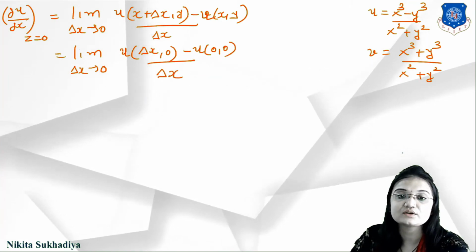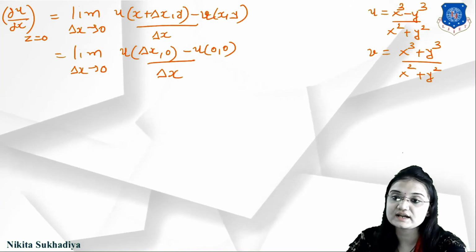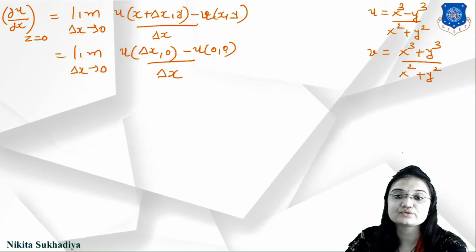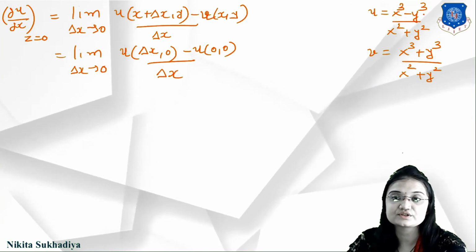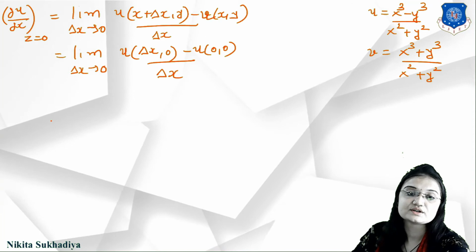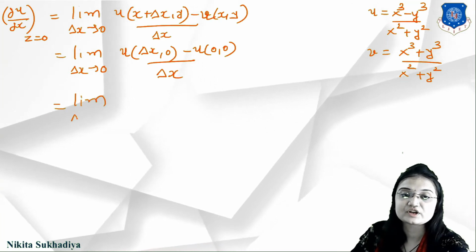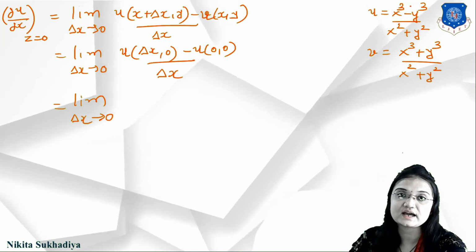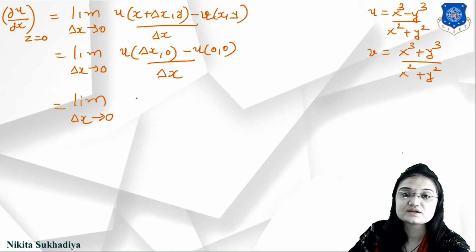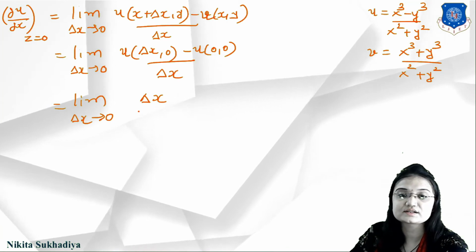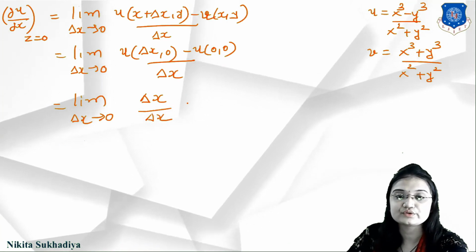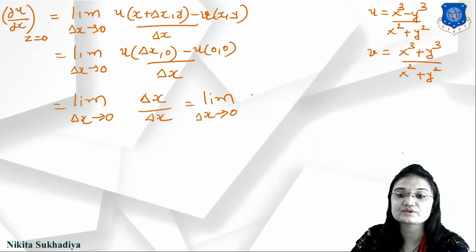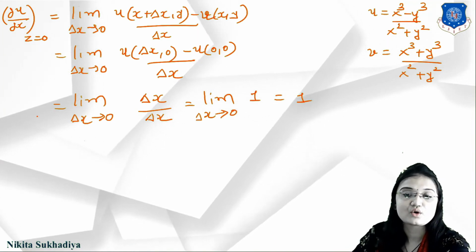Okay, now what is the meaning of u(Δx, 0)? So put x is equal to Δx and y is equal to 0 here. And what is the meaning of u(0, 0)? So put x is equal to 0 and y is equal to 0 here. So we will get limit Δx tends to 0. So put x is equal to Δx. So this will become Δx cube upon Δx square. So here we have only Δx upon Δx. So we will get limit Δx tends to 0, 1. So our answer is 1.